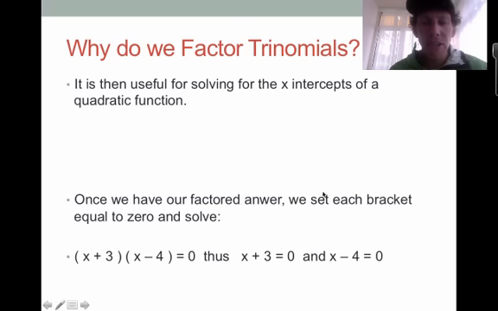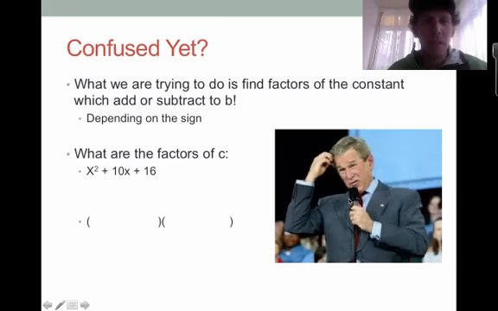Once we have our factored answer, as we saw before, we can set each of those brackets equal to 0 and solve for our x-intercepts. Down here, let's take a look. (x plus 3)(x minus 4) equals 0. We're going to solve for x. Here we get x equals, just subtract the 3 to the other side, and we get negative 3. And here, of course, our second x-intercept, if we isolate the x, we move the 4 over and our second x-intercept is going to be 4. So again, that's what we're solving for and why we're doing this.